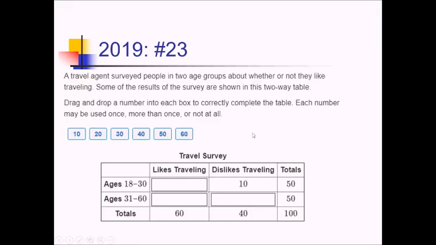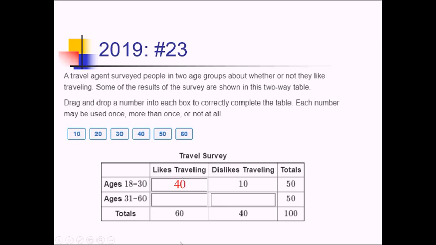On this problem, we have a travel agent surveying people in 2 age groups, and a two-way table. Okay, so we just need to complete the blanks in this two-way table. So the idea here is that each row adds up to a total, each column adds up to a total. So if I want to find out the missing part of this row, well, what would I have to add to 10 in order to get the total of 50? Well, that would be 40.